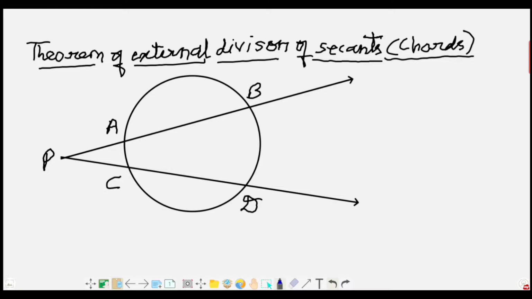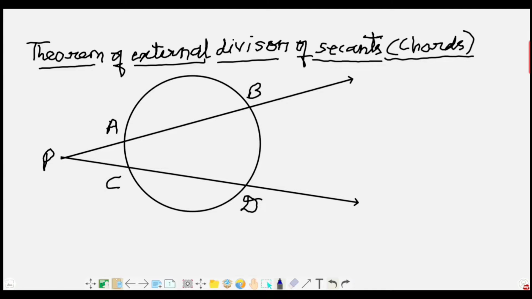Now students, let's discuss the theorem of external division of secants. Secant means you can write the chords. A chord is a part of a secant, you know. In the previous video we discussed this property based on angles. Now we will discuss it based on sides.